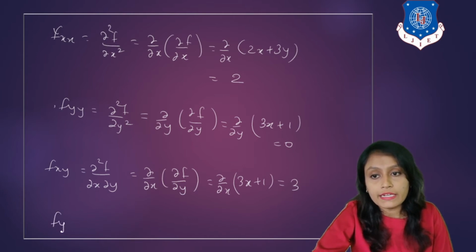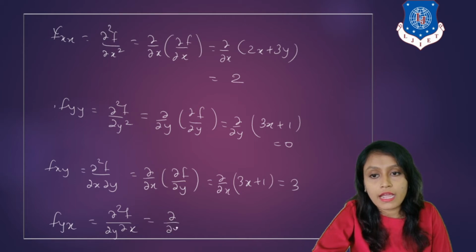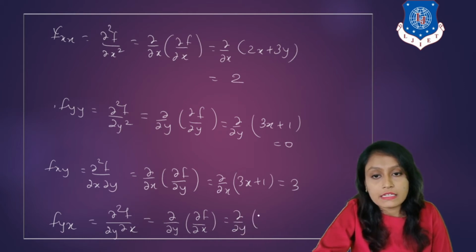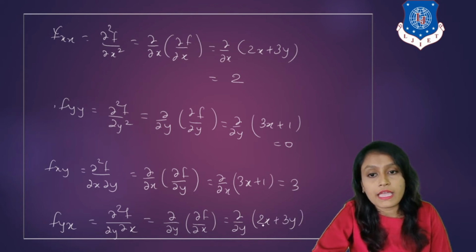Next we have to find f_yx. Okay, so f_yx is what? Del square f by del y del x. So this is equal to del by del y of del f by del x. Now, del f by del x is 2x plus 3y. Now take the derivative with respect to y keeping x constant. So this term is 0 and here we have the answer as 3.